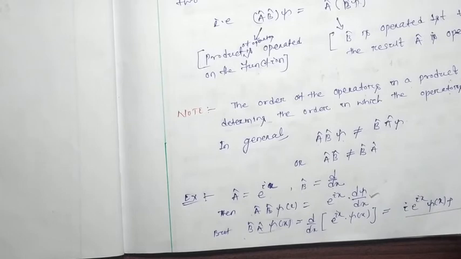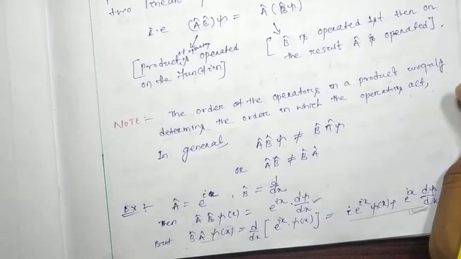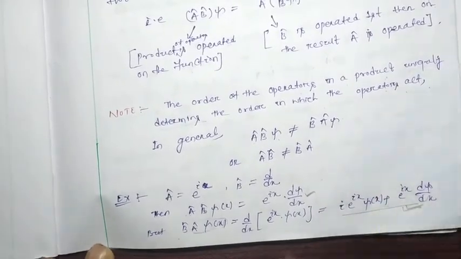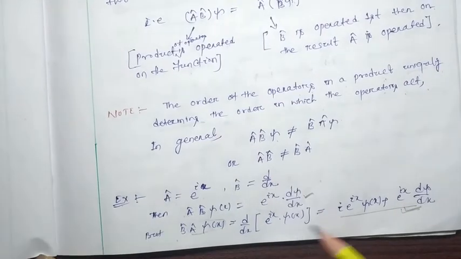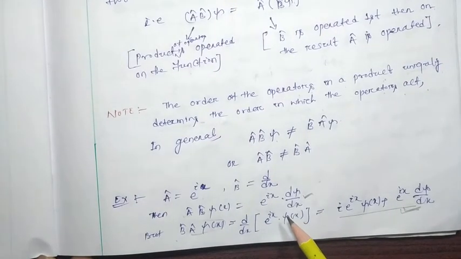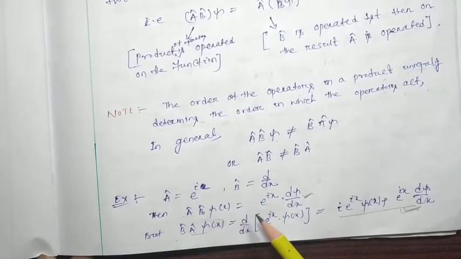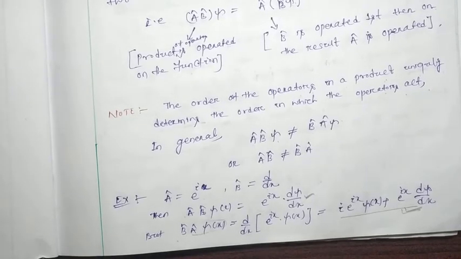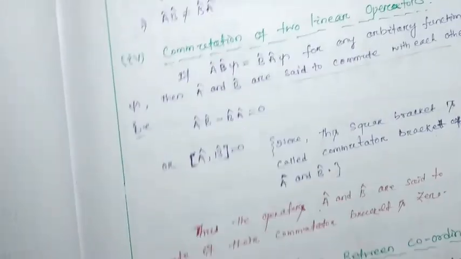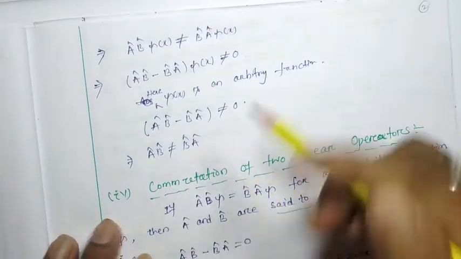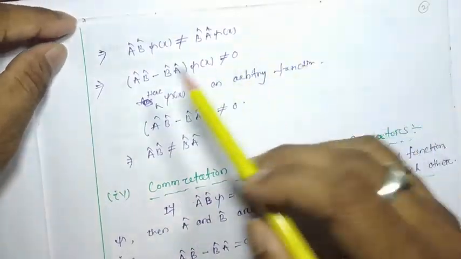Hence we can conclude that the order in which the operators act, which one operates first and which second, also matters for the result whenever we consider the product of two operators. From this product we can get the commutation rule, which we are going to discuss now.